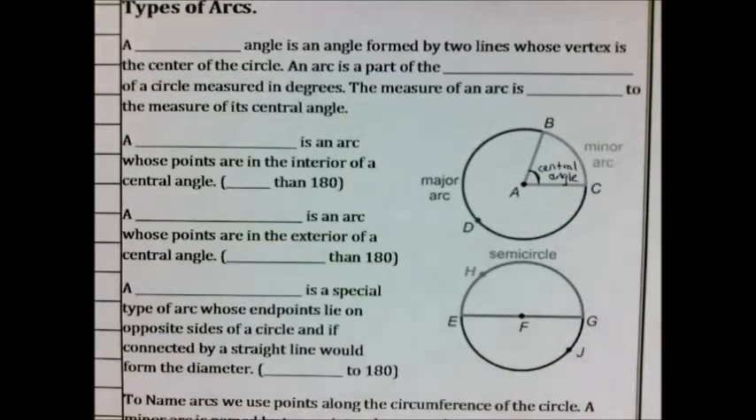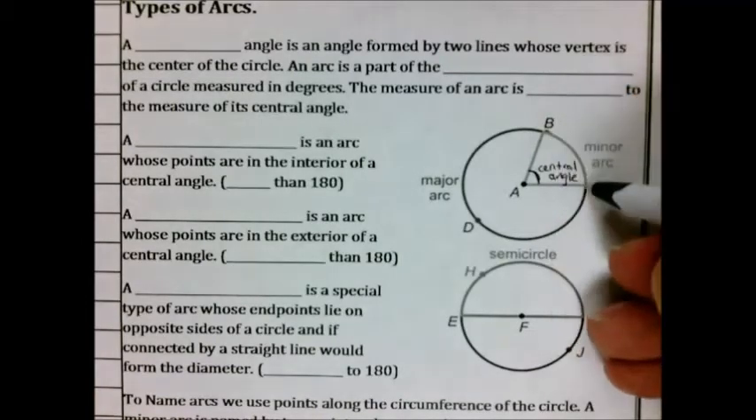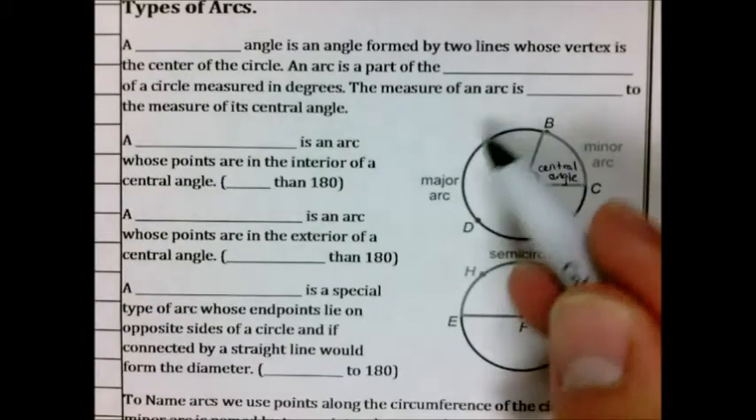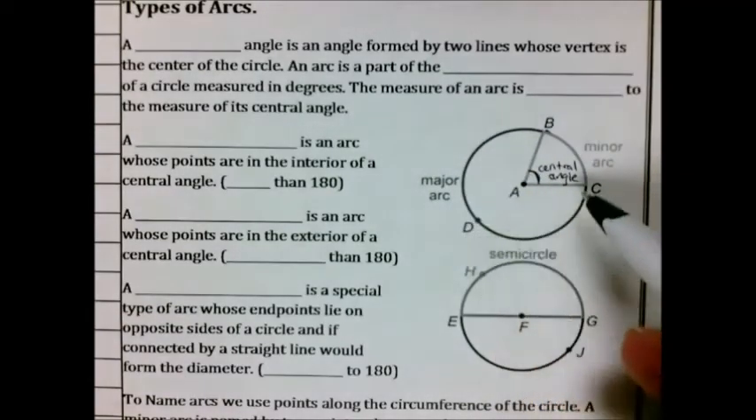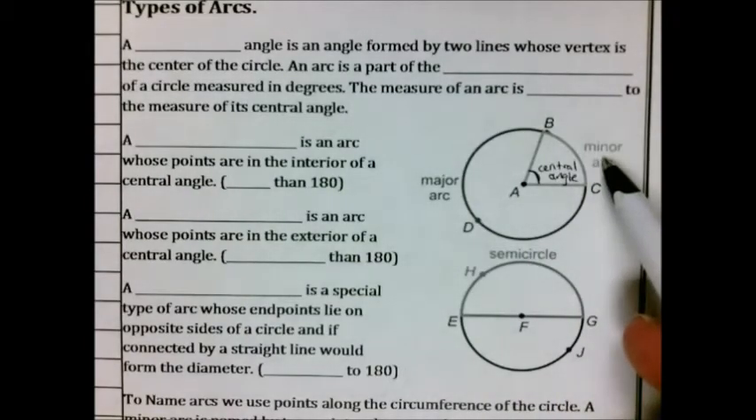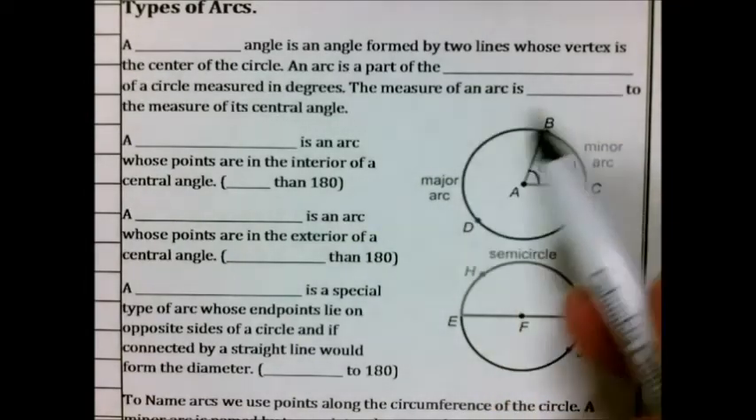Now, a minor arc is an arc whose points are in the interior of the central angle. Okay, so minor arcs are that section from B to C. From B to C. Those are called the minor arc. Whereas a major arc is the section whose points are on the exterior of the central angle. Okay, those are greater than 180 degrees. Minor arcs are less than 180 degrees. Major arcs are greater than 180 degrees.